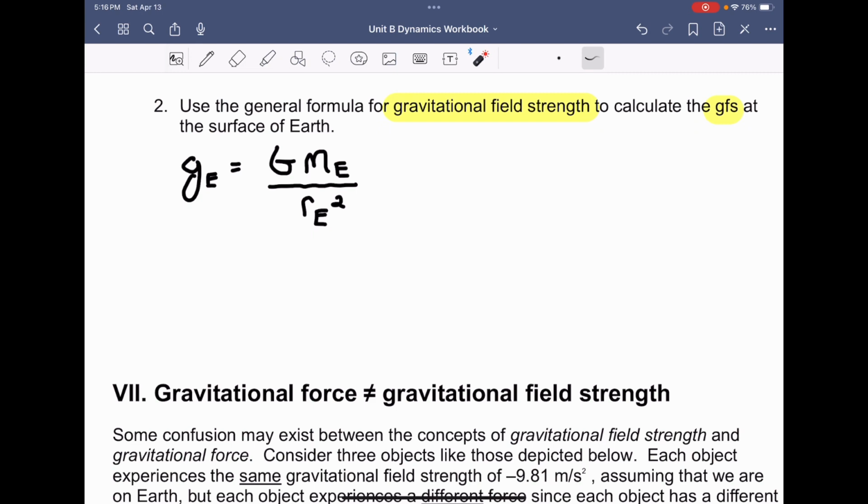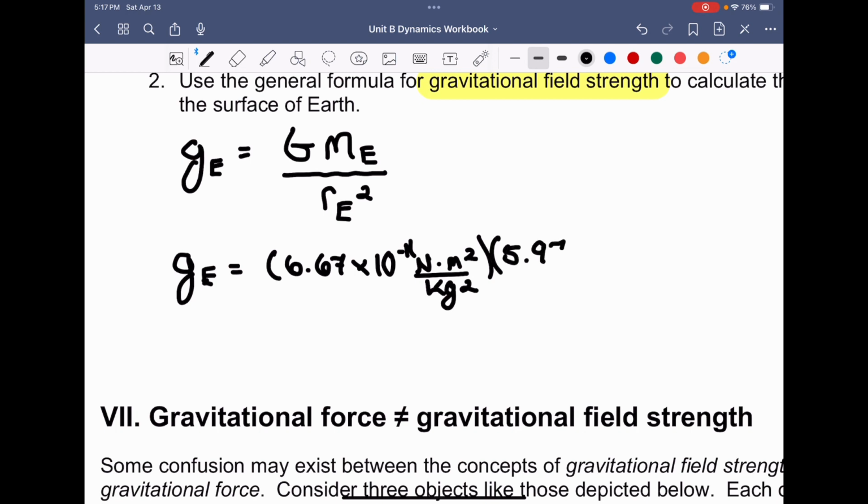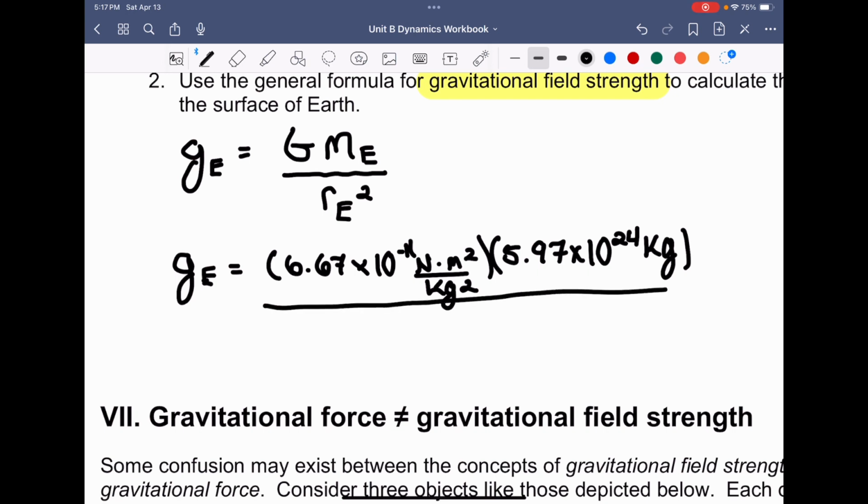So we can actually figure out all these values very simply. Gravitational field strength of Earth is equal to G, which is 6.67 times 10 to the negative 11 newtons times meters squared divided by kilograms squared. Make sure you put all the units in there. The mass of the Earth is equal to 5.97 times 10 to the power of 24 kilograms. And then this is all divided by the radius of Earth, which is also on the back of the formula sheet, 6.37 times 10 to the power of 6 meters squared.